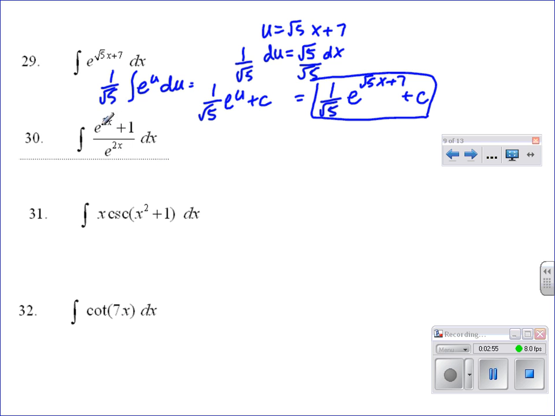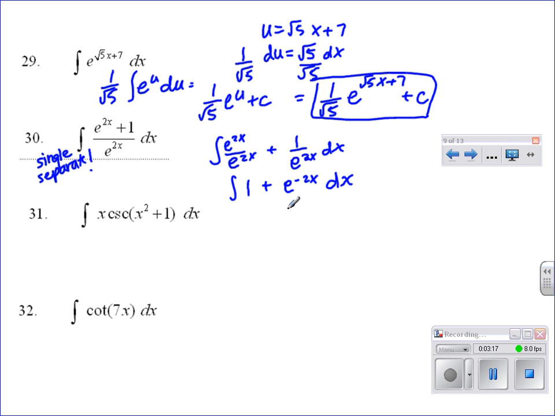Alright, if you have more than one exponential function, you're going to do something else. In this case, if you have a single function on the bottom, you separate it. It's like a warm-up problem we did. So e to the 2x over e to the 2x plus 1 over e to the 2x. These cancel and give you 1. E to the 2x on the bottom is the same as e to the negative 2x on the top. Antiderivative of 1 is x. Antiderivative of e to the negative 2x is just going to end up being the reciprocal of this guy in the front of e plus c.